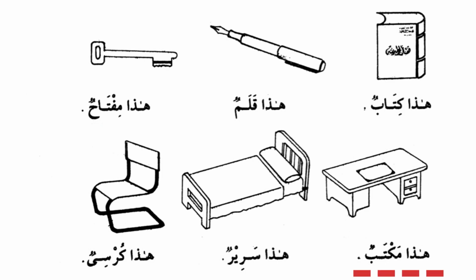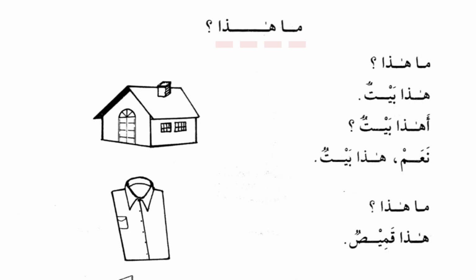Hadha maktabun. This is a desk. Maktabun means a desk. Hadha sarirun. This is a bed. Hadha kursiyun. This is a chair. Kursiyun means a chair. Next comes ma hadha. Ma is a question word which means what. So ma hadha means what is this? Ma hadha, what is this?